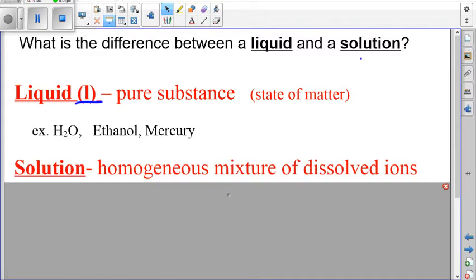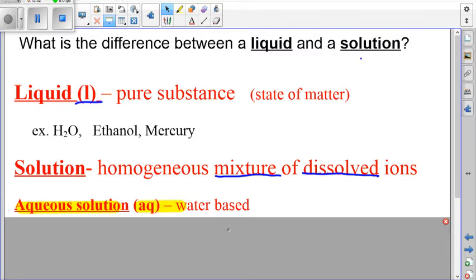Now, a solution is a homogeneous mixture of dissolved ions. A solution means you have more than one thing in the container. It's mixed evenly, but you got more than one thing because it's a mixture, and something's dissolved in there. Sugar water, for example, would be a solution because it's a homogeneous mixture of dissolved ions.